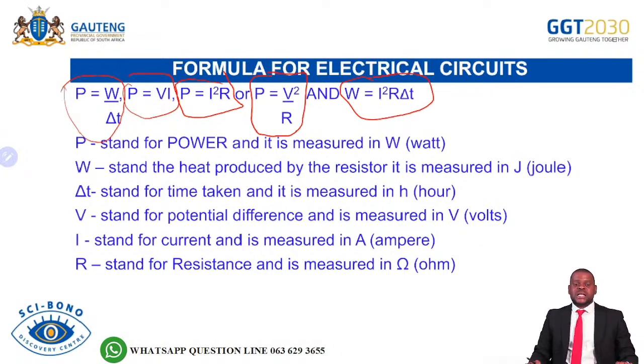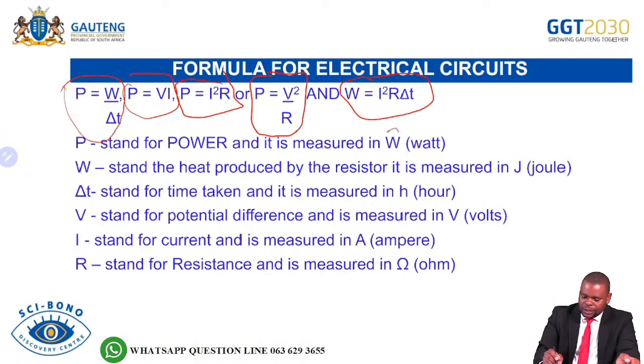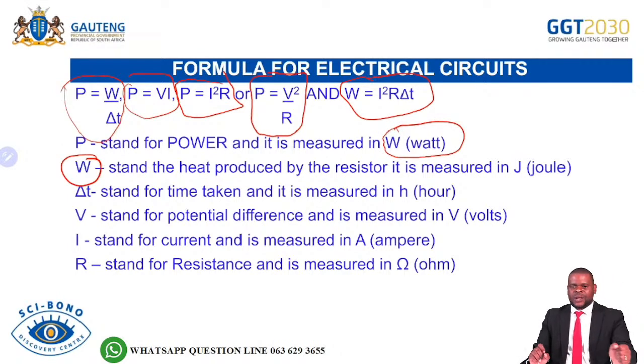P, we said it stands for what? It's for power and is measured in watt. Are we together? And then the symbol for watt is W. Caps W. And Grade 12, please don't confuse this and this. They are both W's, but please don't confuse them.